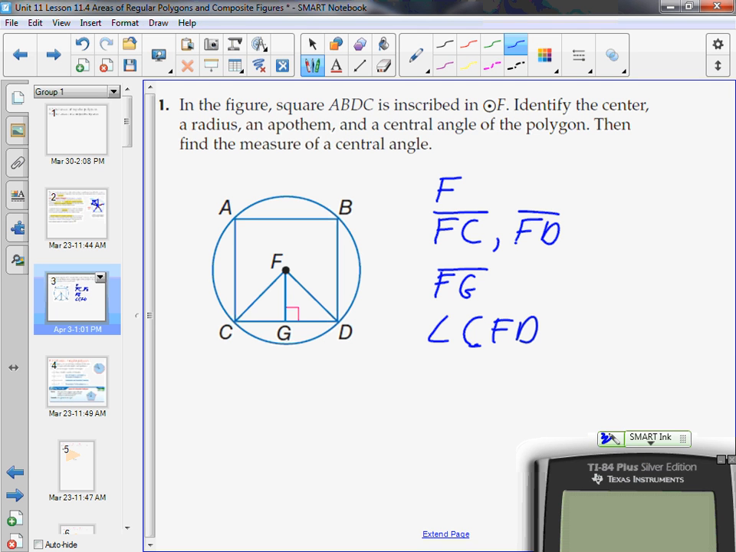Then we're supposed to find the measure of the central angle. So the measure of angle CFD, remember how it works. It's 360 divided by the number of central angles you can put in. And the number of central angles you can put in is the same as the number of sides, or the number of vertices, or the number of radii, or the number of apothems. They're all the same. So 360 divided by 4, and that's a 90-degree central angle.